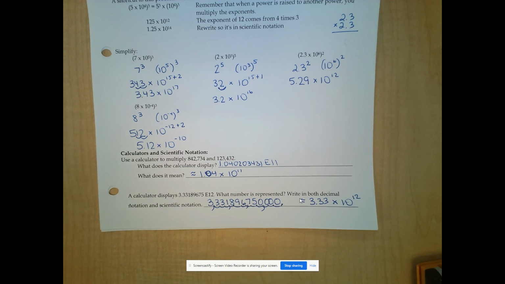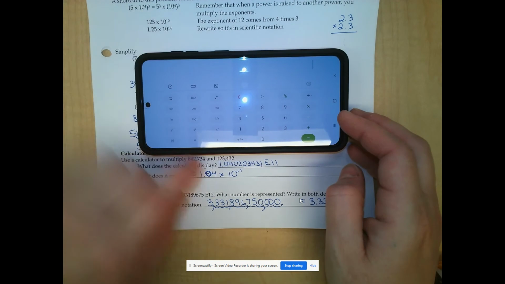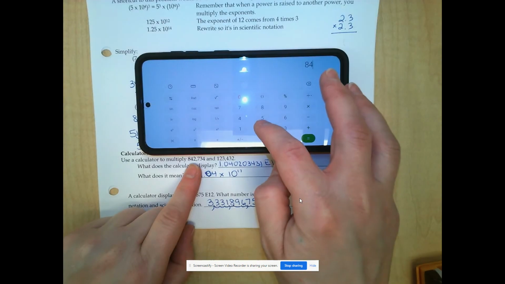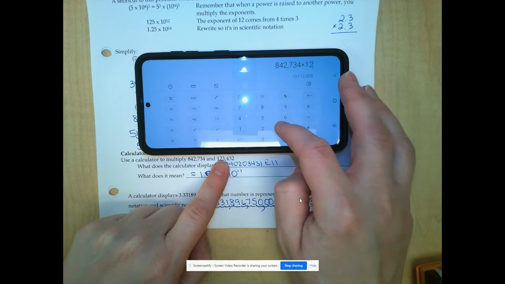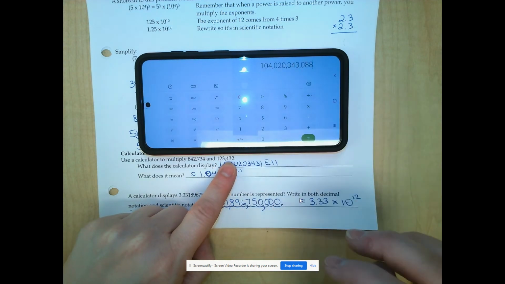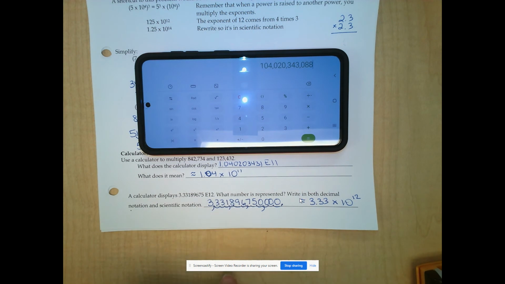Another thing that I can do here is use the calculator on my cell phone. I'm sure many of you have cell phones. If I can find the calculator function, that would help. But what I can do is actually do the same problem, for example, 842,734 times 123,432. And you'll notice that all the digits show up this time because the calculator on my cell phone, when I turn it sideways, has more spots.